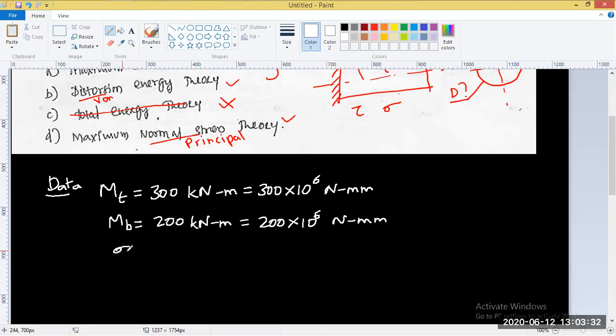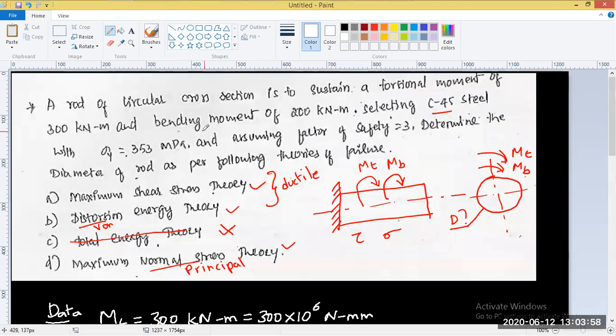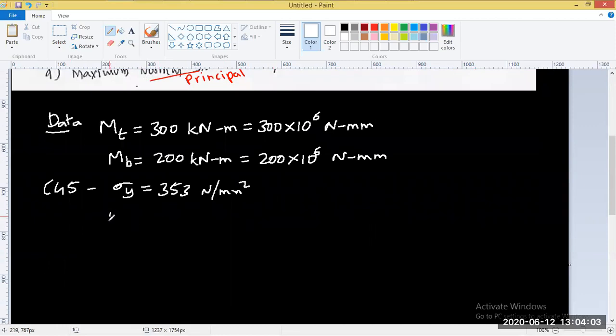Also given is the yield strength of C45 steel. C45 steel is a ductile material. If they don't give the yield stress, then you have to refer to the data book. For now, let's simplify our life and take the yield stress as given in the question. So it is 353 Newton per mm square; it is given as megapascal, which is Newton per mm square. Then the factor of safety is 3.